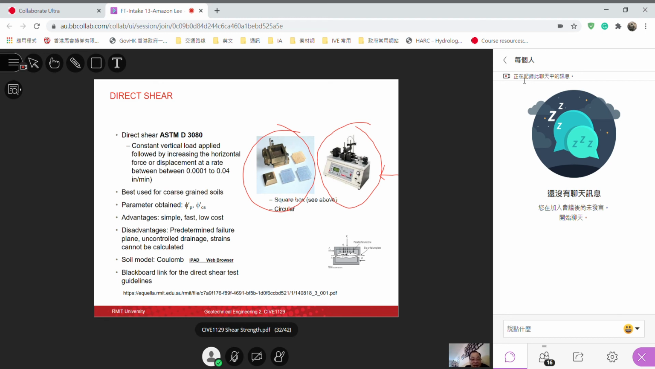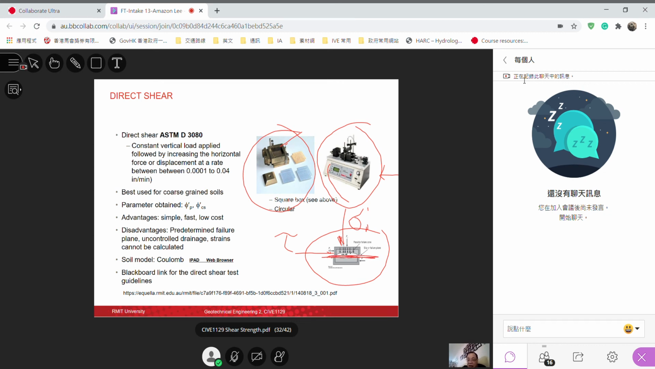I can enlarge this figure. Okay, I enlarge it like that. This is the shear box. Basically, we put the soil in this shear box. This is the soil inside, and then on top we apply a normal stress, and then we shear it with a shear stress until the soil fails along the failure plane.